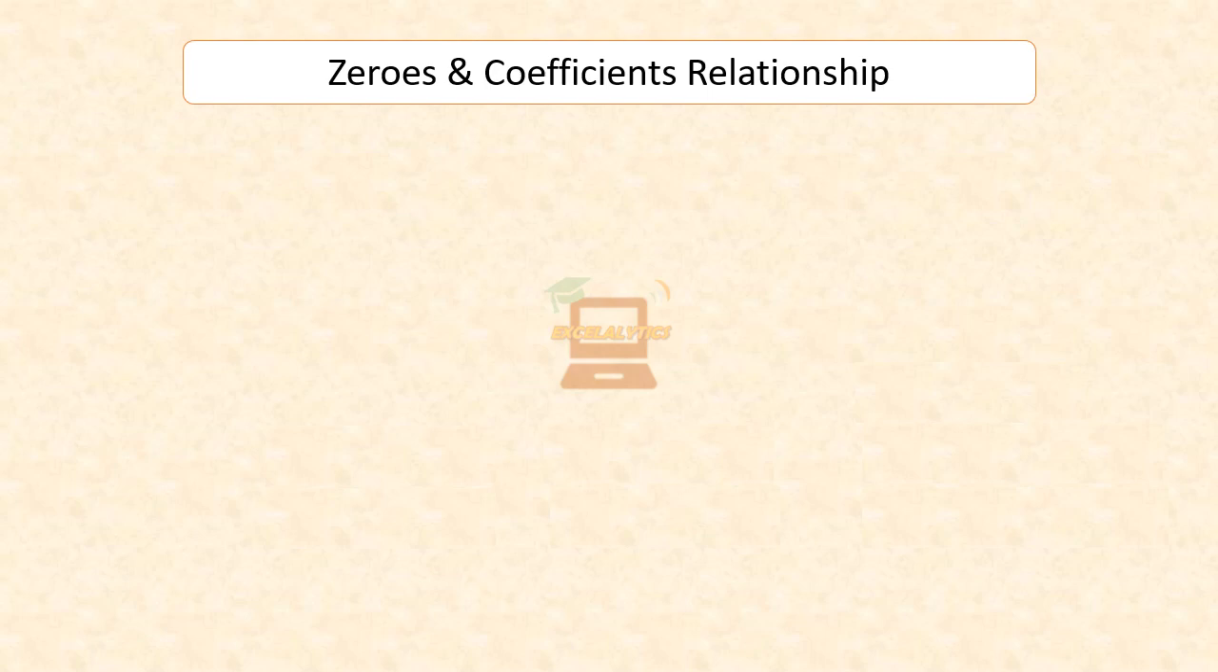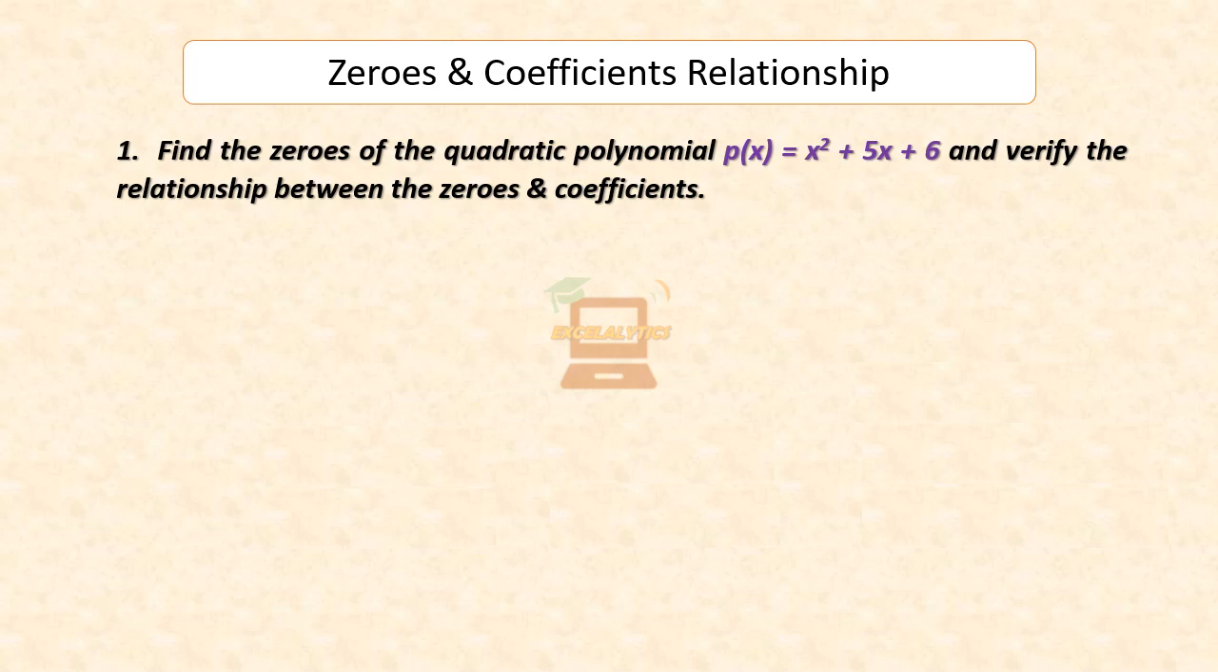Let us solve some example problems. Find the zeros of the quadratic polynomial x squared plus 5 times x plus 6 and verify the relationship between the zeros and the coefficients.